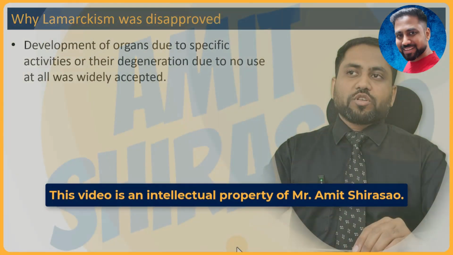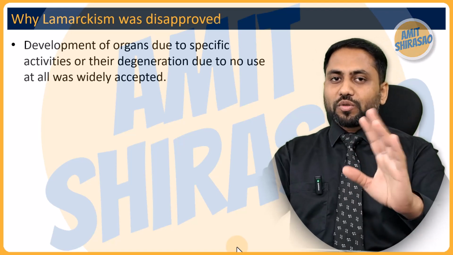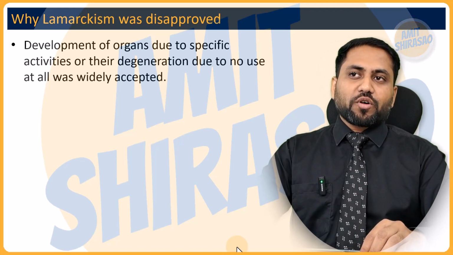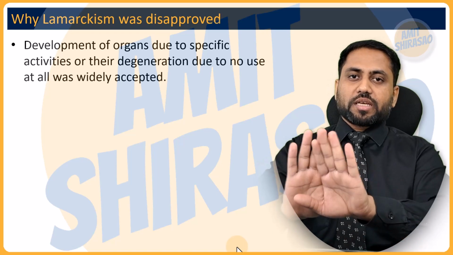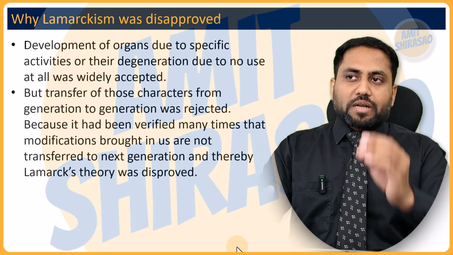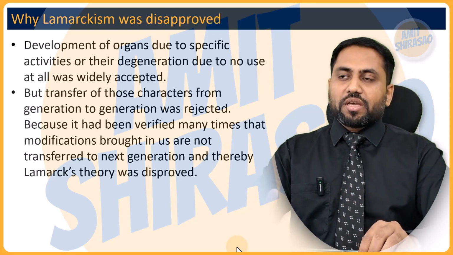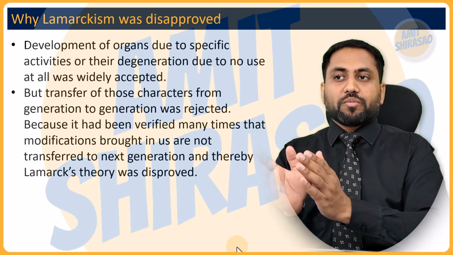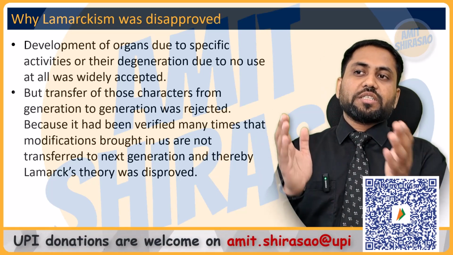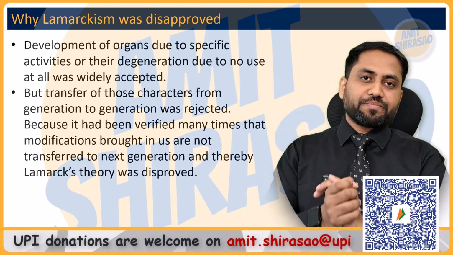Why was Lamarckism disapproved? Just like Charles Darwin, Lamarck was also not fully accepted. Development of organs due to specific activities, or degeneration due to disuse, was widely accepted. This much is accepted. But transfer of those characters from one generation to another was rejected. Because it had been verified many times that modifications brought in us are not transferred to the next generation, and thereby Lamarck's theory was disapproved.